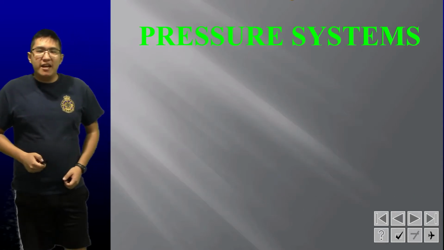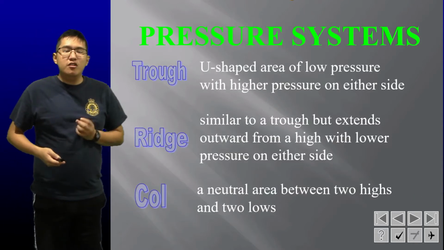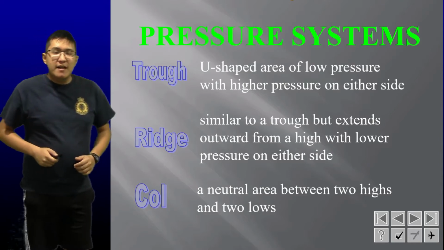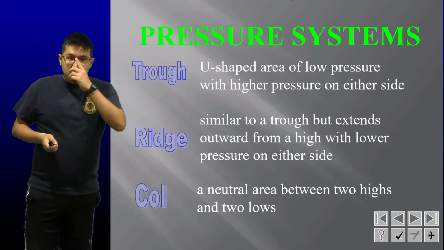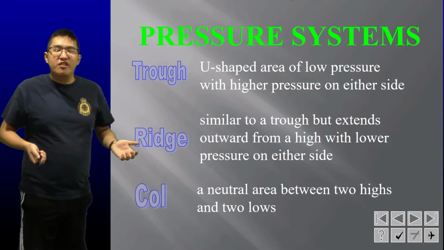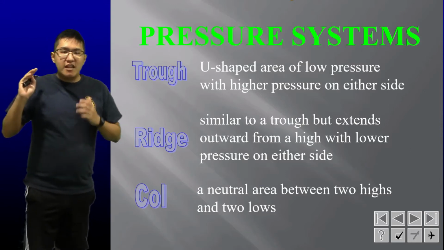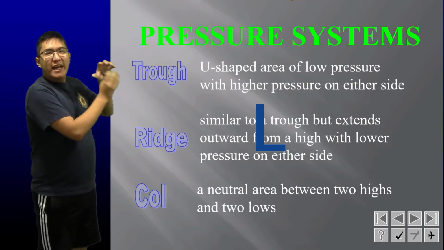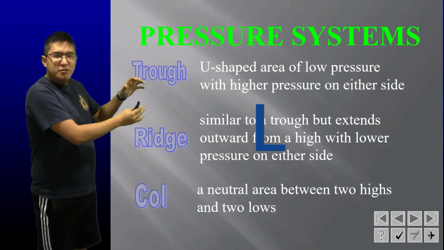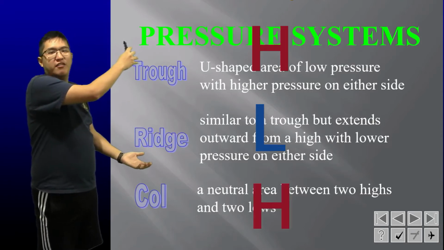Alright, so next we have a few definitions here. So first we have what we call a trough. A trough is a U-shaped area of low pressure with higher pressure on either side. So if you kind of try to picture a little bit, think of an area of low pressure in the center, and that area is sandwiched between two high pressure areas.